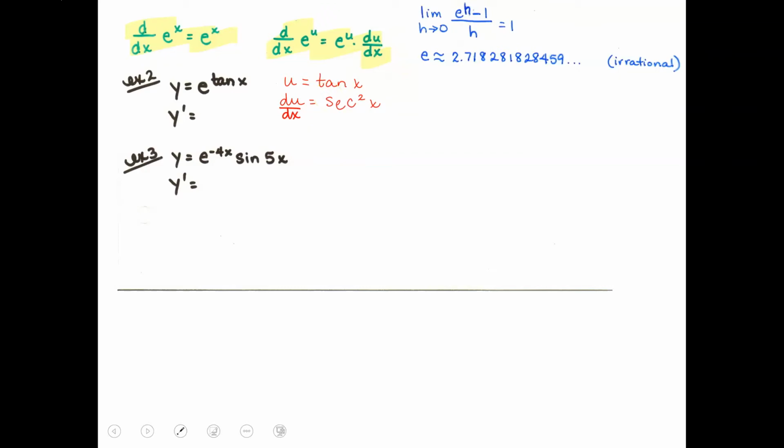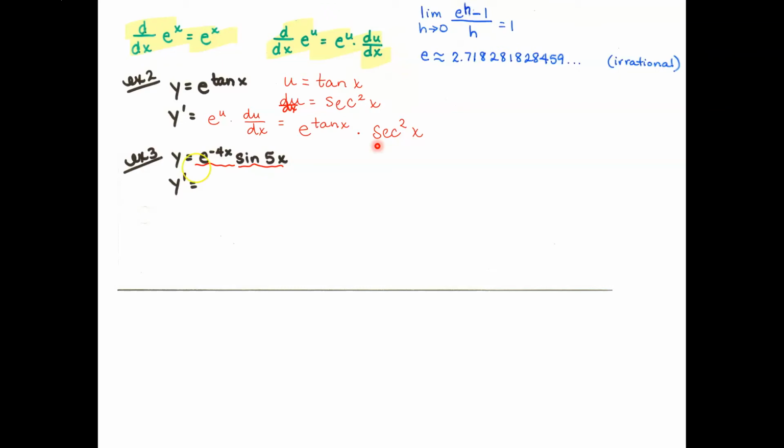So if we follow that formula, e to the u times the derivative of u, then we're just going to have e to the tangent times the derivative of tangent, or secant squared. So e to the tangent times secant squared. All right, look at the next one.